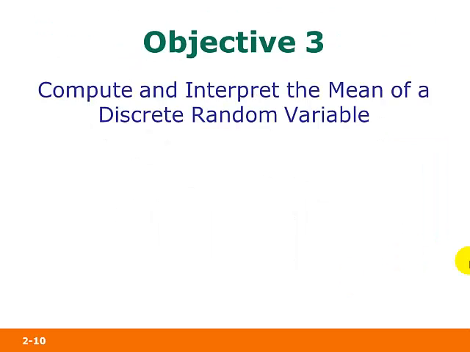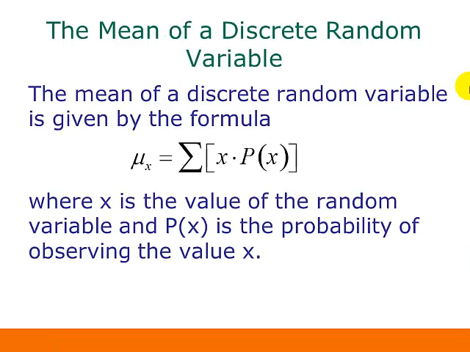Objective 3 is to compute and interpret the mean of a discrete random variable. So in this section, we have formulas actually for the mean and the standard deviation of a discrete random variable. Here's the formula for the mean. The most important thing to notice here is the notation. So we use this symbol to stand for the mean of a discrete random variable. Another thing we call this is the mean of a probability distribution. So we use the symbol mu with the subscript x to represent the mean of our probability distribution.